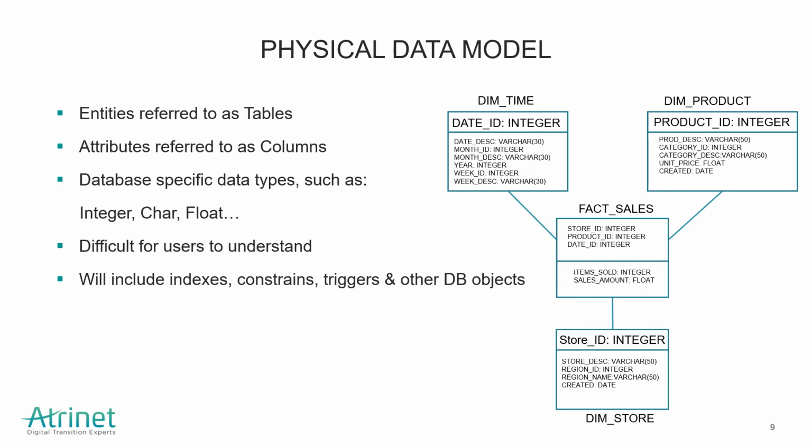Physical data model. In a physical data model there are some definitions: entities are referred to as tables, attributes are referred to as columns, with database-compatible table names and column names. Database-specific data types can be integer, char, float and more. It is difficult for users to understand and will include indexes, constraints, triggers and other database objects. Database objects means stored procedures, functions and more.